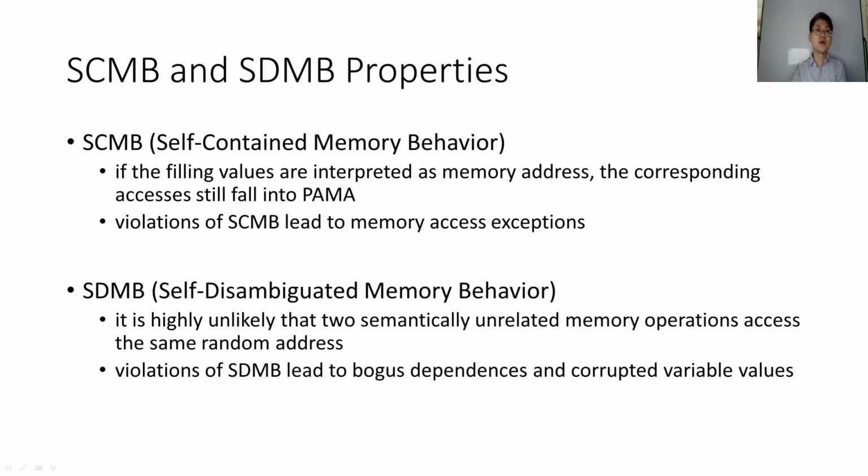The second property is self-disambiguity memory behavior, or SDMB for short. That means it is highly unlikely that 2 semantically unrelated memory operations access the same random address. Violations of SDMB lead to bogus dependencies and corrupted variable values.